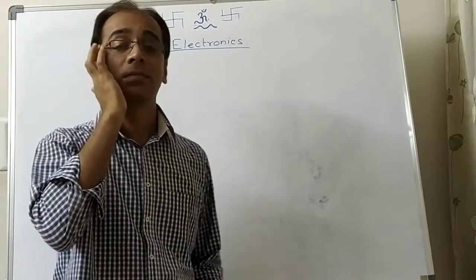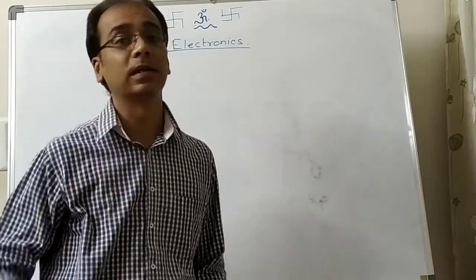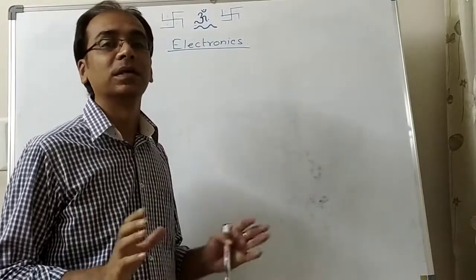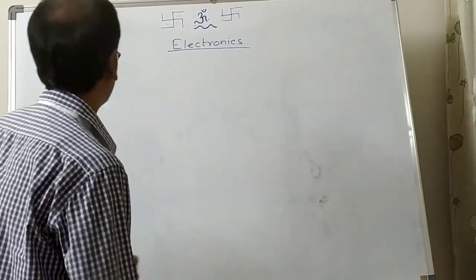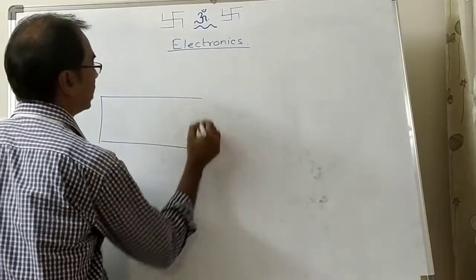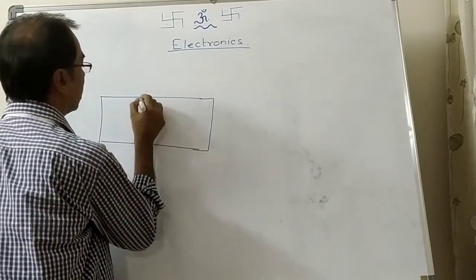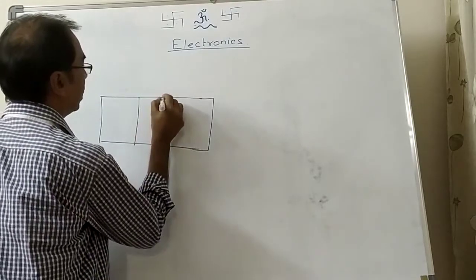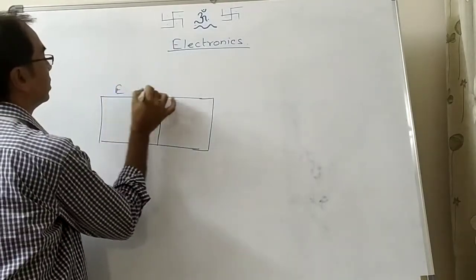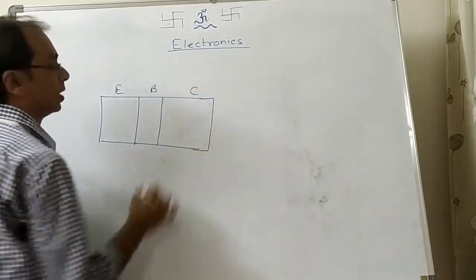Let's try and understand what is basically the transistor. Now, a transistor basically has three elements. What are the three elements? Emitter, base and collector. This is emitter, this is base and this is collector.